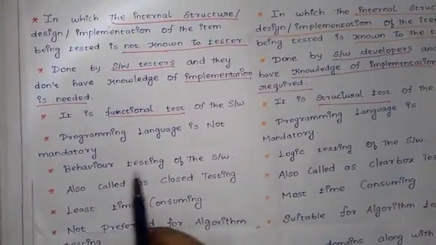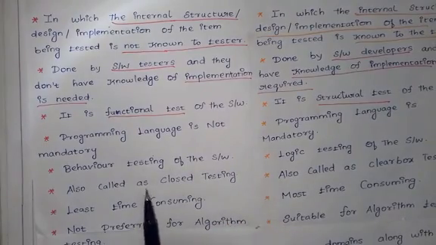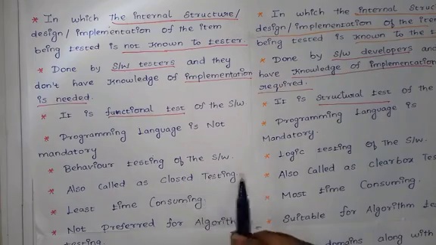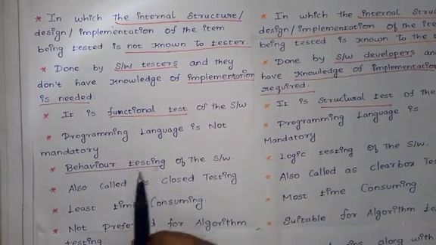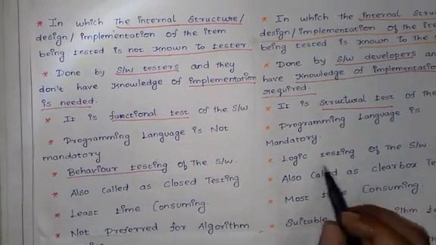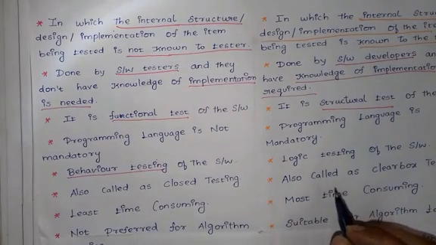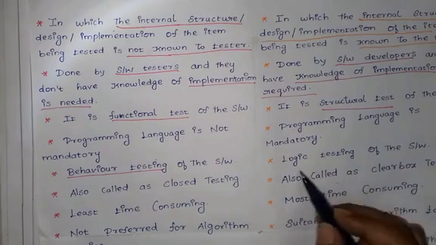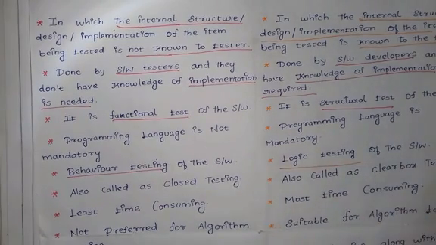Fifth point, behavior testing of the software. Behavior testing is testing the external behavior of the code or program. Logical testing is structure testing, when it is applied to the structure. Example, control flow graph of an implementation.